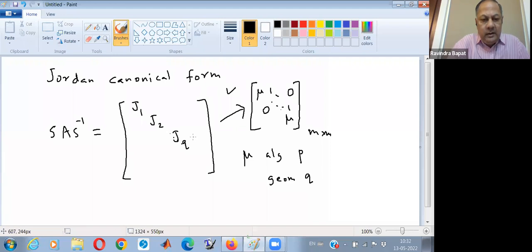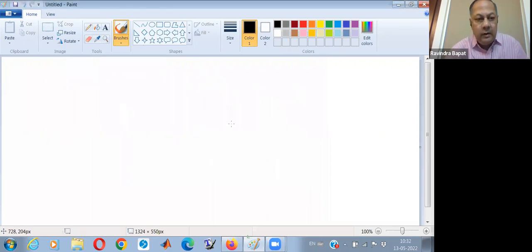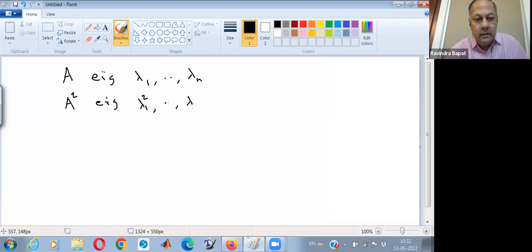We will not need the Jordan canonical form statement much, but this is a very fundamental fact. I want to give one illustration. There is one property of eigenvalues and eigenvectors, that if an n by n matrix A has eigenvalues lambda 1 up to lambda n, then A squared has eigenvalues lambda 1 squared up to lambda n squared. Now, what is the proof of that?